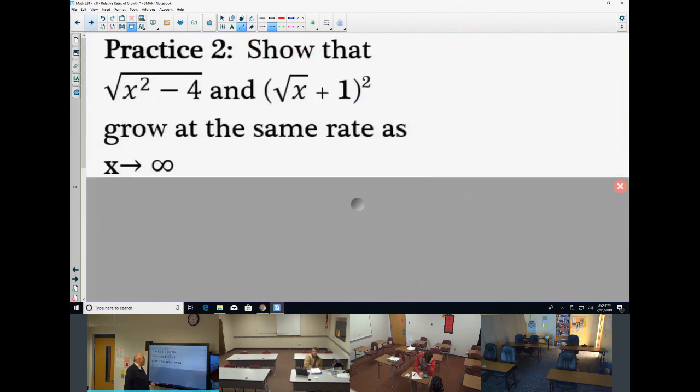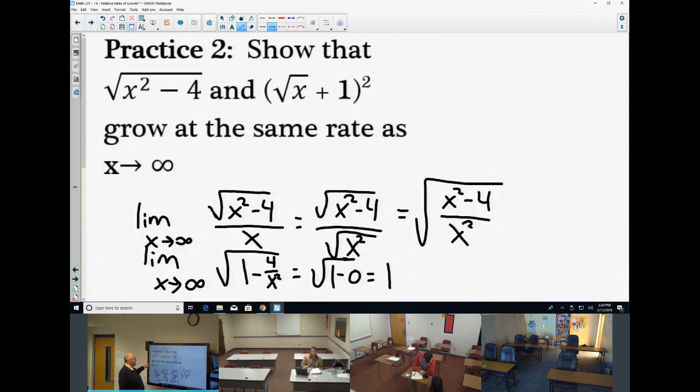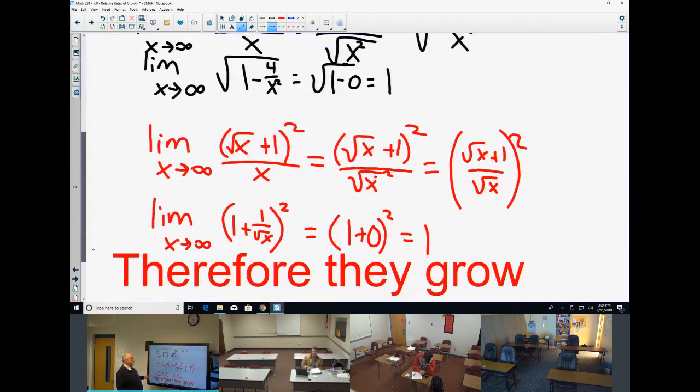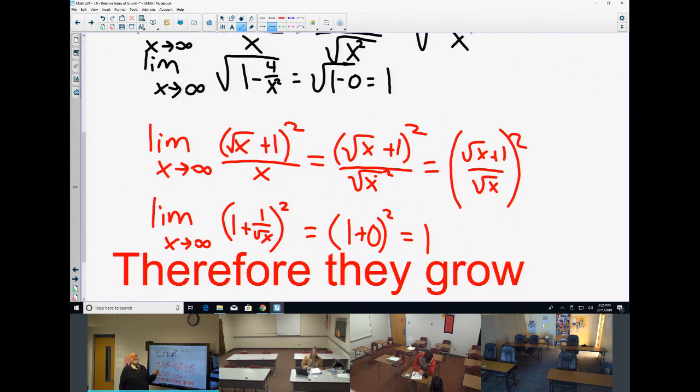Okay, so Weston, did you get it to work out? Yep. So you got a number for both of them? Yeah, I did. And they actually end up being 1 for both of them. But they don't have to be the same number. As long as they're both constants, then we consider that they grow at the same rate. Either of you want me to go through that?